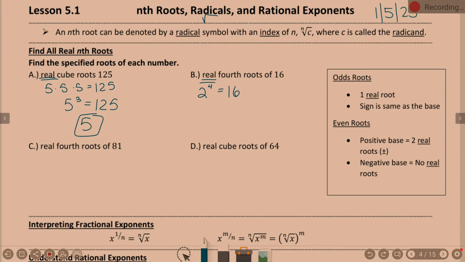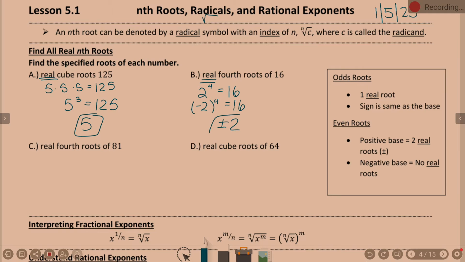What if I say there's another real one out there? Negative 2. Does negative work this time? It does. Because what happens when you raise a negative to an even power? It cancels out. It becomes positive, right? Because a negative times a negative is going to be a positive. If I look at the other 2, negative times negative is a positive. And then I've got all positive. So negative 2 to the fourth is also 16. And so with that in mind, what are my real fourth roots?